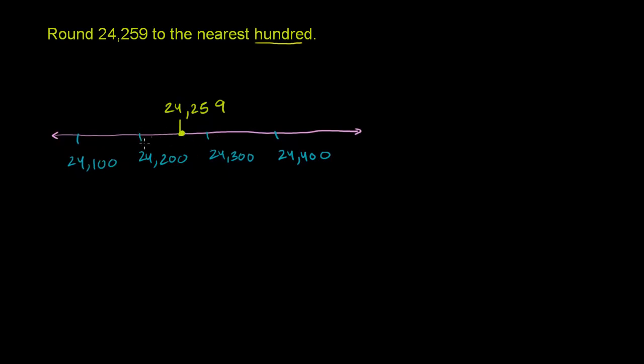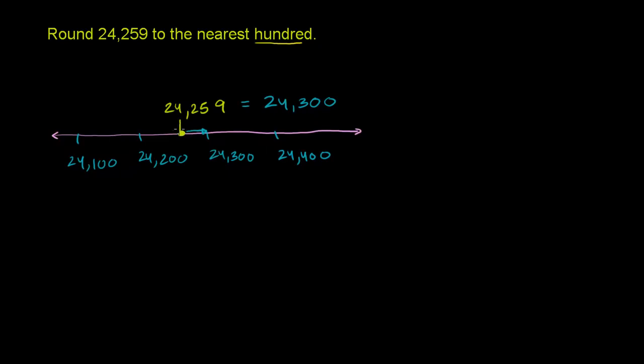If you just eyeball it, you'll see that it is closer to 24,300 than it is to 24,200. So when you round it, you round to 24,300. The answer literally is 24,300. That's the conceptual understanding of why it's called the nearest hundred. But every time you do a problem like this, you don't have to draw a number line and go through this whole process, although you might want to think about it.